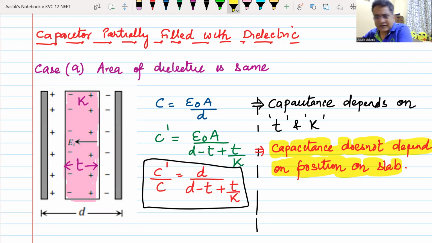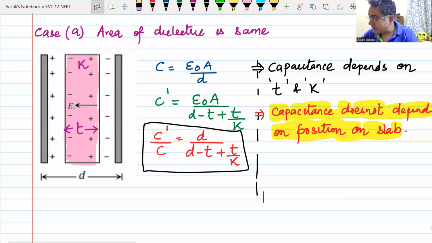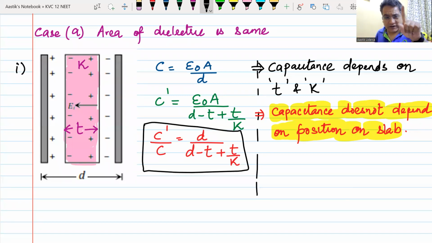Now, let us first do all the cases so that you can go through them today and Sunday also, so that we can solve the problem on Monday. Now, this is only one dielectric put like this, but there may not be one dielectric. There can be more than one dielectric. So, this was case number A and condition number 1, where you have only one dielectric.